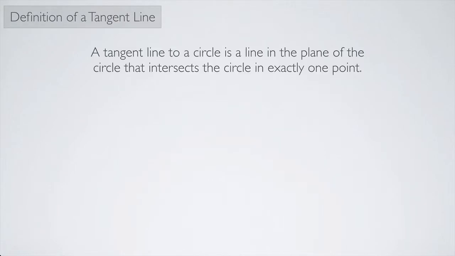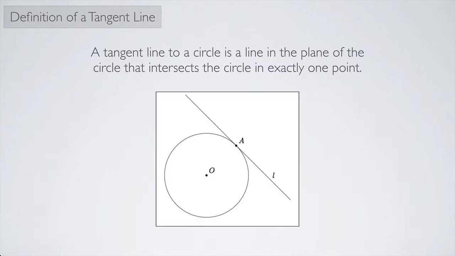Now I want to look at something called a tangent line. So a tangent line to a circle is a line in the plane of the circle that intersects the circle in exactly one point. And this is something you remember from geometry. You have a circle and you have a line that just touches the circle at one point. That line is called a tangent line.